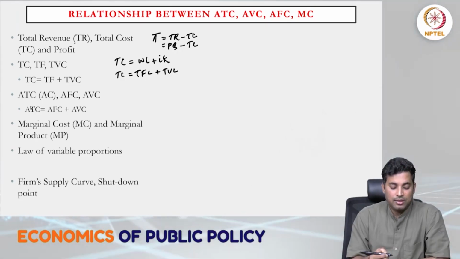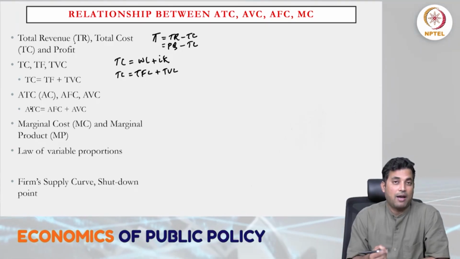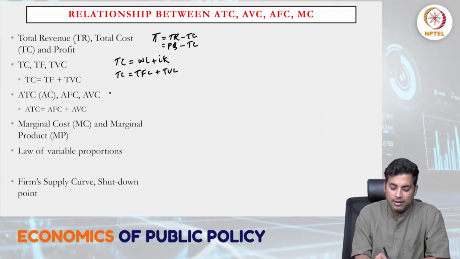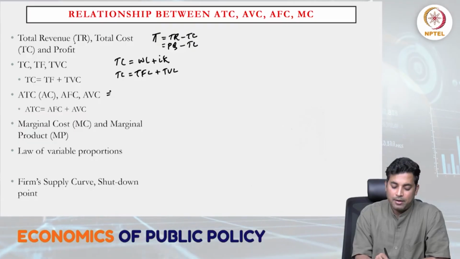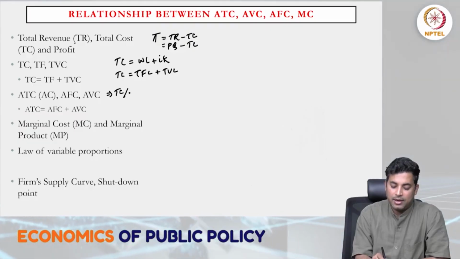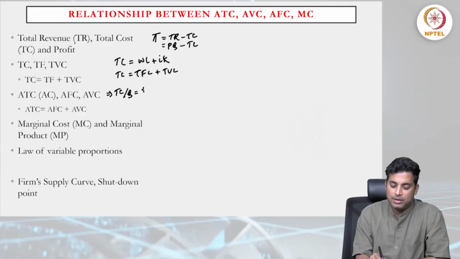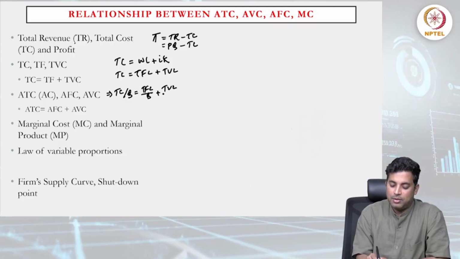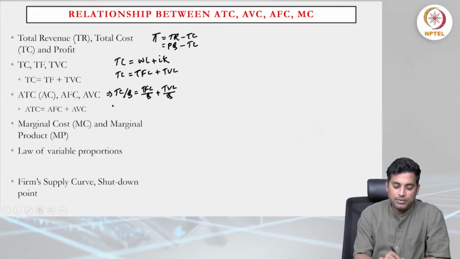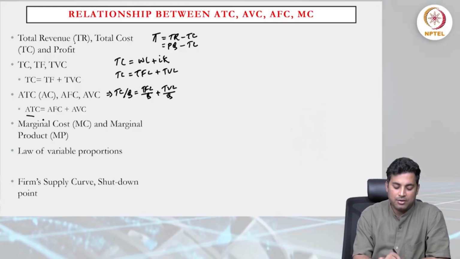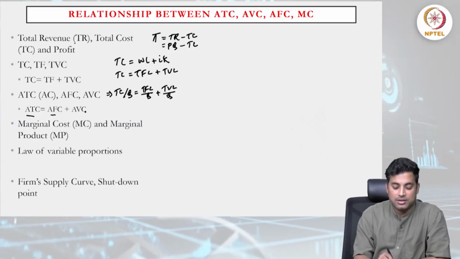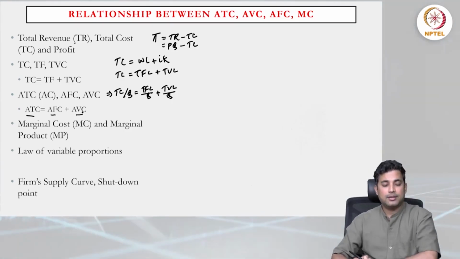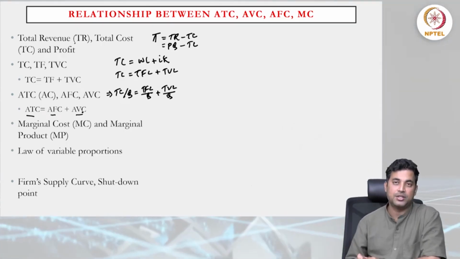So what is average total cost, average fixed cost and average variable cost? It is basically total cost divided by total quantity, which equals total fixed cost divided by quantity plus total variable cost divided by quantity. Likewise we get average total cost equals average fixed cost plus average variable cost. So now let's talk about what is marginal cost.